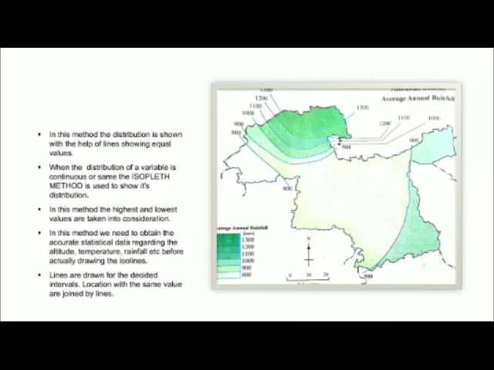If you see the map of Amravati district showing the annual average rainfall, it is shown with the help of lines, and these lines have equal value. Look at the line of 900 millimeter. All along this line, the rainfall is 900 millimeter. So this line having an equal value is called an isoline. We can also see the lines of 800 millimeter, 1000 millimeter, and so on.